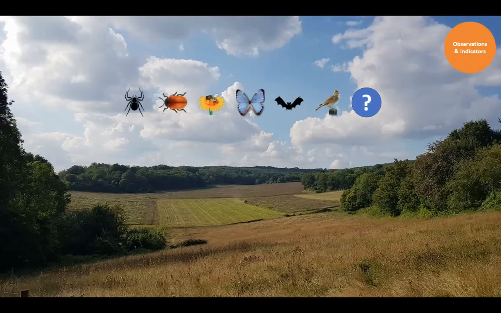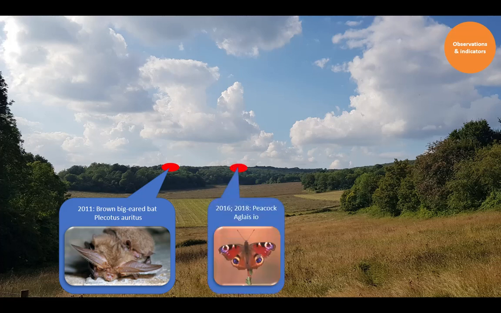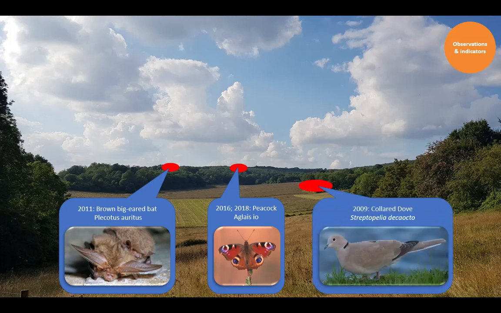Well, maybe a starting point is to think about, well, what species are here? What's present in this landscape? We can draw upon various monitoring data to establish what is present in this landscape. This might come from a bespoke and systematic survey, or it might come from other sources such as the Global Biodiversity Information Facility, GBIF. When we look at that, we may find things like the brown big-eared bat was there in 2011. We find that the peacock was recorded in 2016 and 2018, and the collared dove was found in 2009 just in the foreground there.